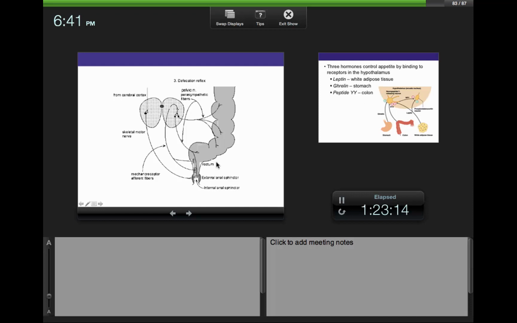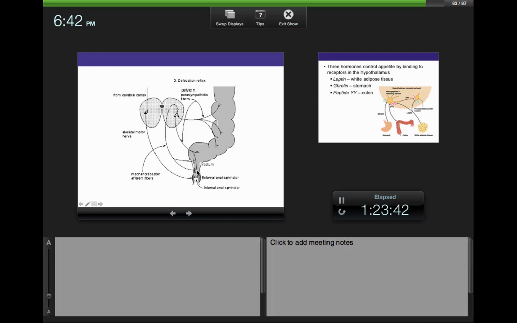So a few more things, two more things. Defecation reflex. I can't say this enough. Defecation reflex is initiated by stretch in the rectum. That's probably the most important thing of this whole process.